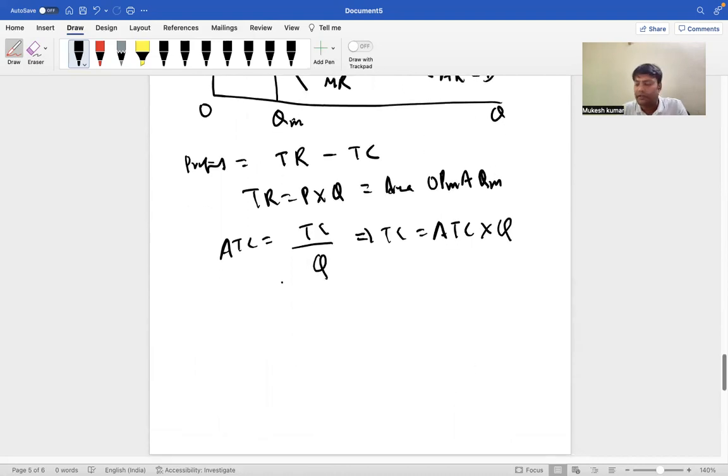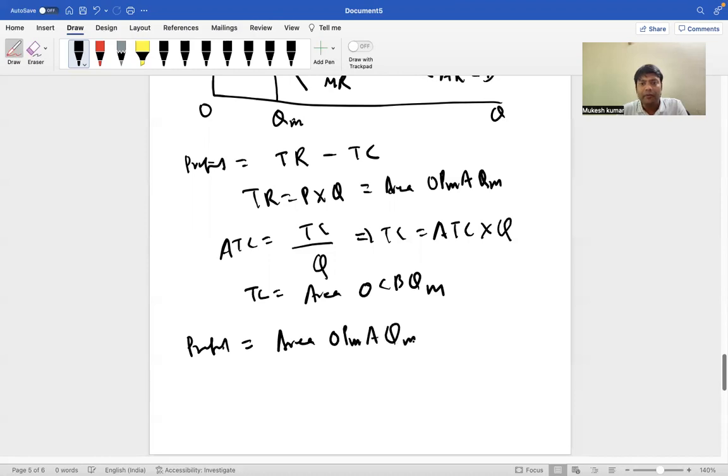So total cost is area OCBQM. So profit we can say is total revenue minus total cost. So area OPMAQM minus area OCBQM. What is the area which represents the profit here?